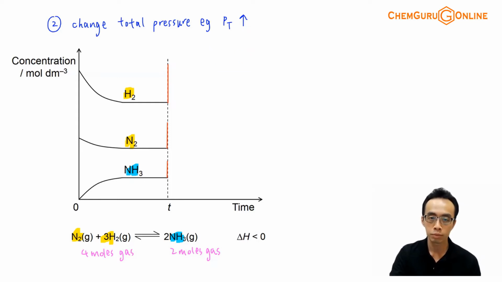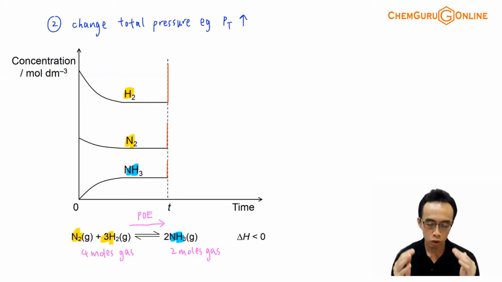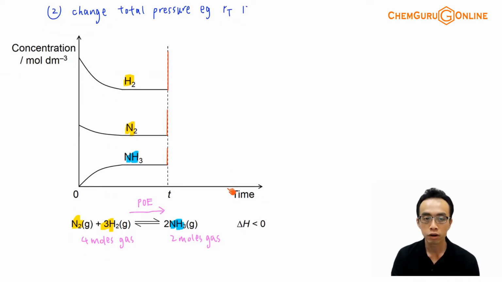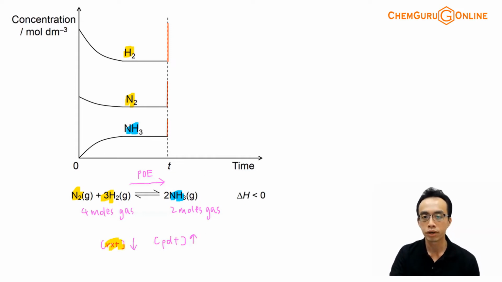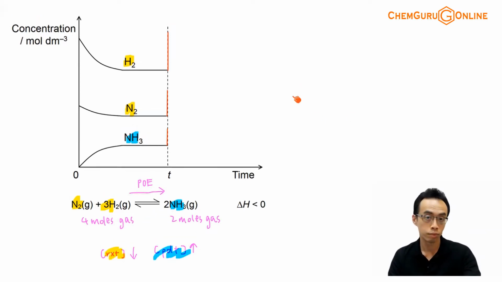In this case, I would expect the position of equilibrium to again shift towards the right hand side. Favor the forward reaction, form fewer moles of gas, lower the total pressure. This means that if I consider the concentration of my reactant versus my product, the concentration of my reactant again will decrease and the concentration of my product will increase because I'm favoring the forward reaction. I'll form less reactants and I'll form more products. So we can now put it back to the graph.